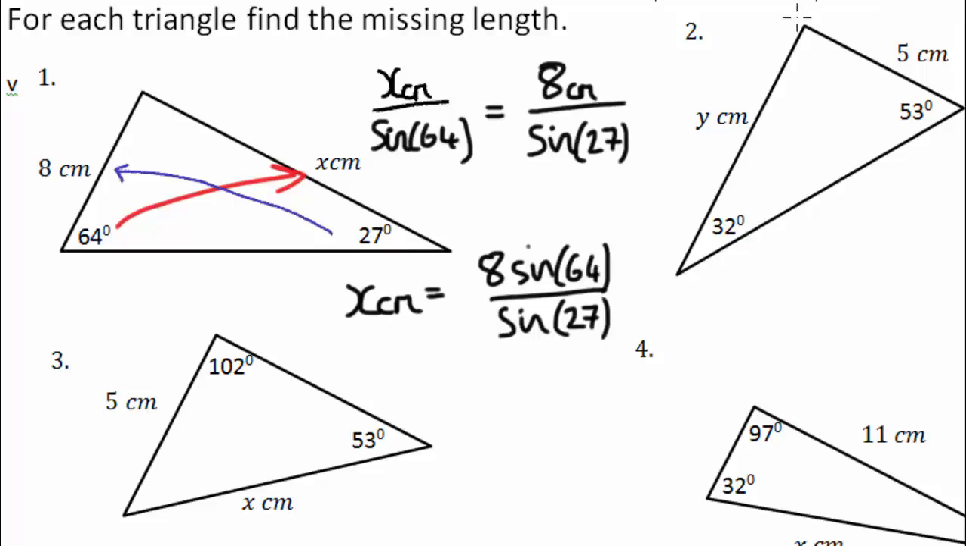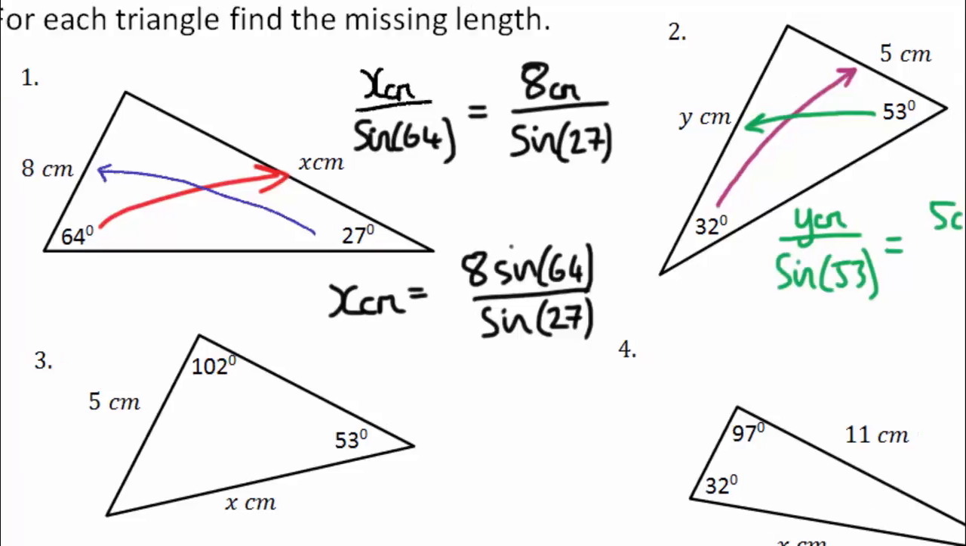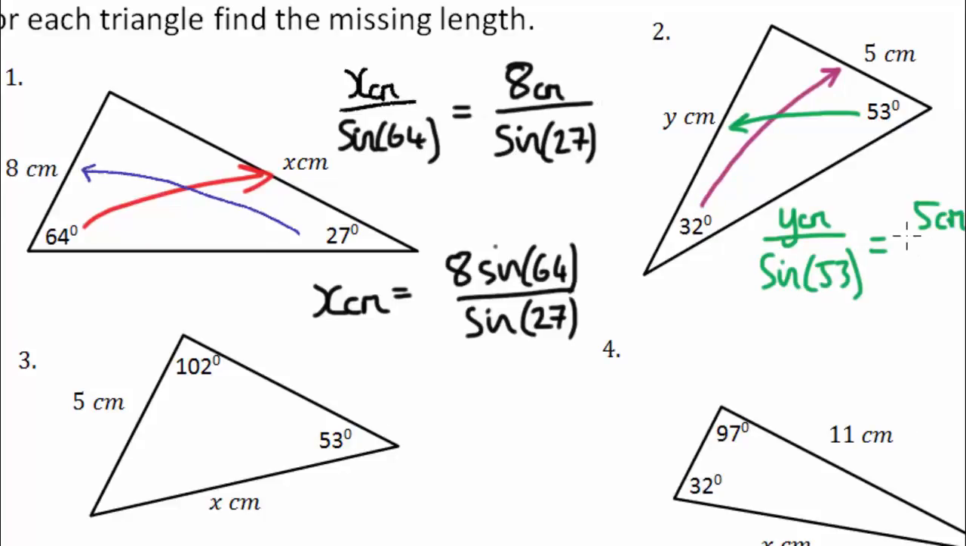So if we look at here, we've got this angle 32, the side opposite is 5 centimeters, and then we've got this angle which is 53, but the side opposite that is y. So what we can then do is we can just rewrite it. So we can say, well, that's y centimeters divided by sine 53 is equal to 5 centimeters, divided by sine 32.